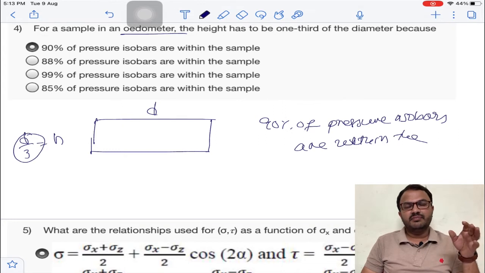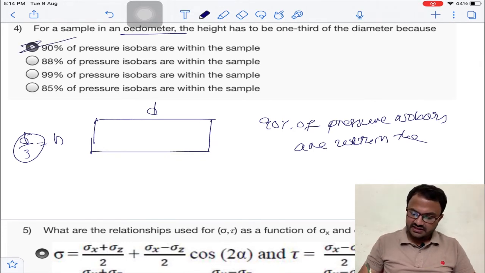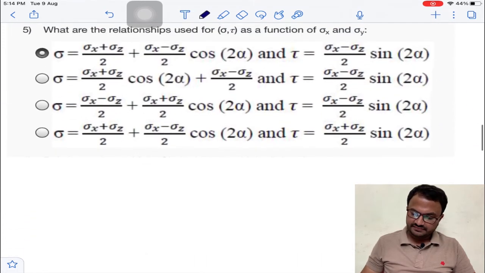Generally for any soil sample, all 100% of isobars will not be present in the sample. So depending upon how much percentage of the isobars are present in the sample, the dimensions of the sample can be selected. So here the height of the sample is 1/3 of the diameter. Why? Because only 90% of the isobars are present within the sample. Okay, so the answer for question number 4 is A.